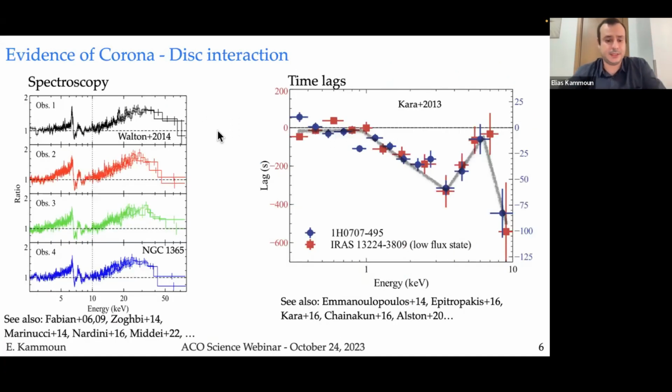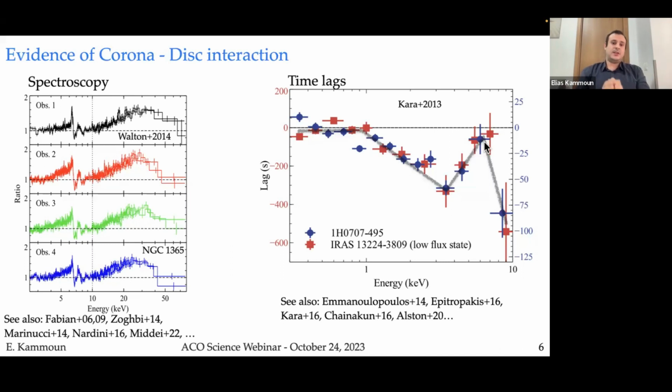And observationally speaking, we have tons of evidence of such interaction, either using X-ray spectroscopy, where we can see the iron line, the red wing of the line, and the Compton hump with NuSTAR as well, or using time lags in X-rays, where we see that the variability in the region dominated by the iron line, for example, is delayed with respect to the continuum. So practically what's happening is that there is a variability in the continuum. The primary X-rays are variable. And after a certain time, a few hundred seconds, we see the disk responding to that variability.